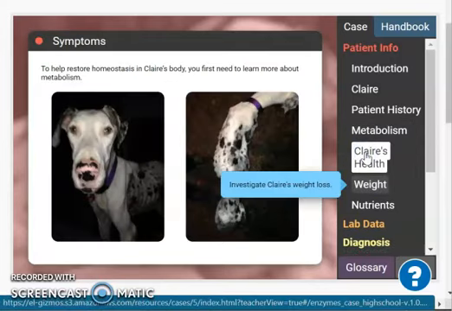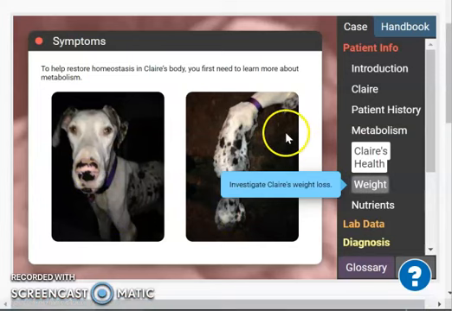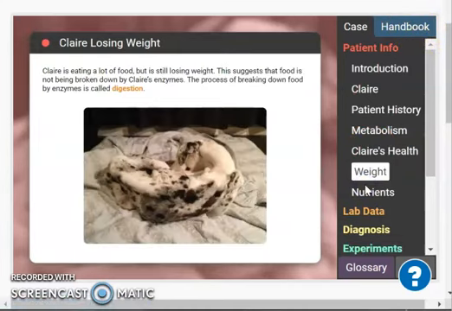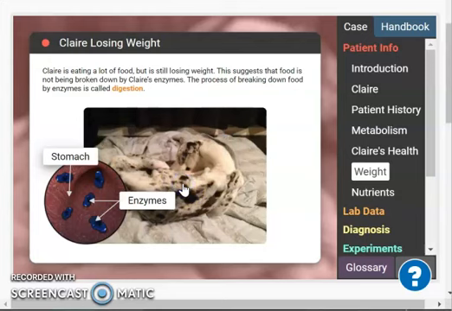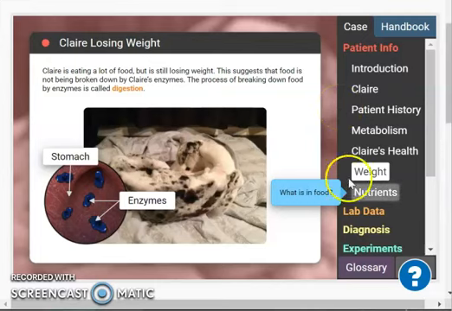To help restore homeostasis in Claire's body, you first need to know more about the metabolism. This is where we went through the handbook. Let's investigate Claire's weight loss. Claire is eating a lot of food, but is still losing weight. This suggests that food is not being broken down by Claire's enzymes. The process of breaking down food by enzymes is called digestion.